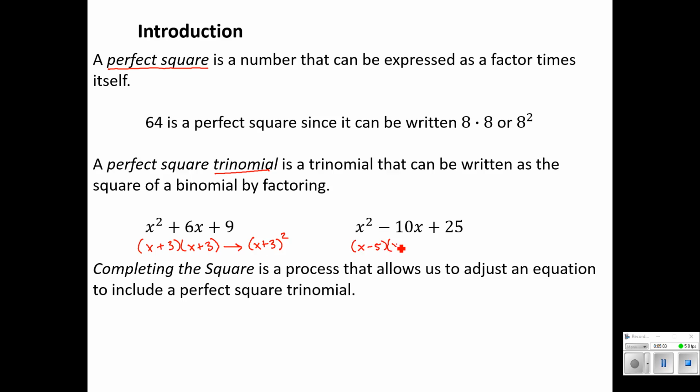Likewise, the second example here, if we factored it, we get x minus 5 times x minus 5. That's a perfect square trinomial because we could call that x minus 5 squared.